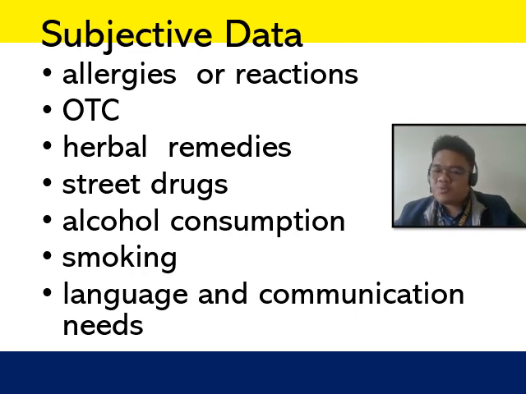Although an inexperienced nurse would have a hard time eliciting information about street drugs, alcohol consumption, and smoking from the patient, try to observe the cues. Experience would teach you later on. And when you're asking questions about street drugs, alcohol consumption, and smoking, ask these questions directly.